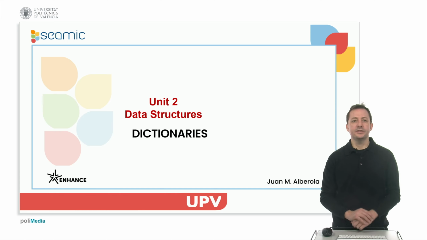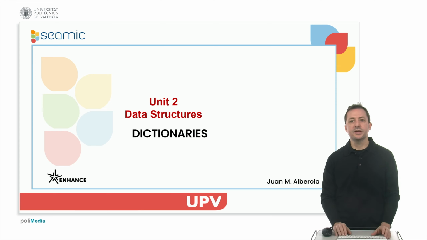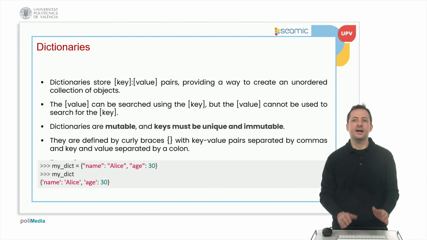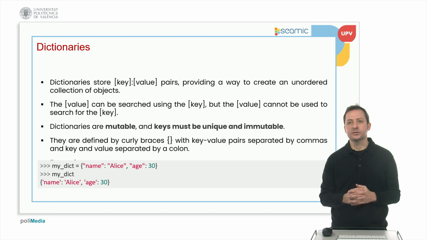Hi everyone, in this video we're diving into the world of data structures and we are focusing on dictionaries, which are a very popular and used data structure in Python. In this case, a dictionary represents a sequence of elements that does not have any order. So, in a different way than lists and tuples, the positions are not important.